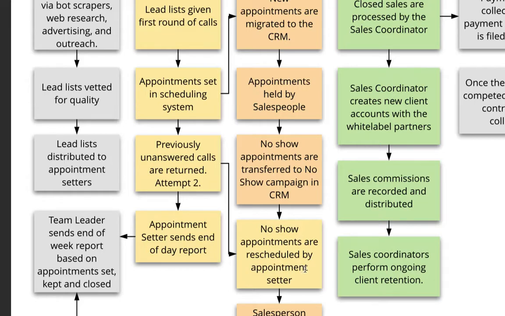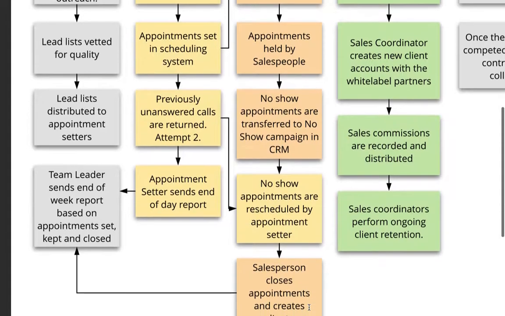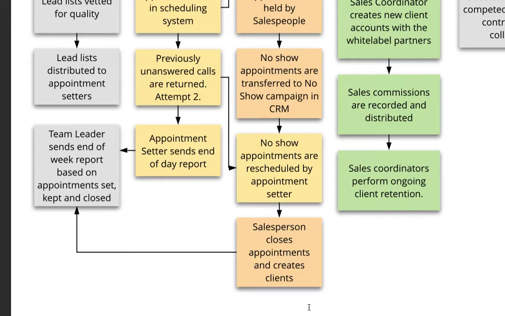Now, any no-show appointments are always going to be sent back and are expected to be rescheduled by the appointment setter. And you only will end up getting credit at the end of the month for the volume of appointments that actually show up. So it's really important to not only set quality calls in the first place, but also make sure that any no-show appointments are rescheduled, or at least given a very good reason for why they were not completed in the first place.